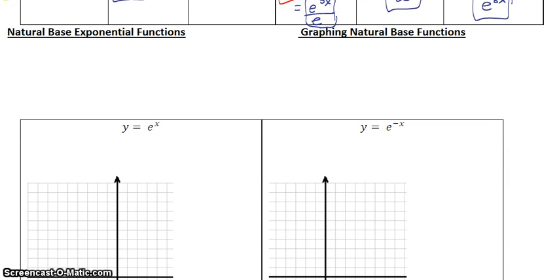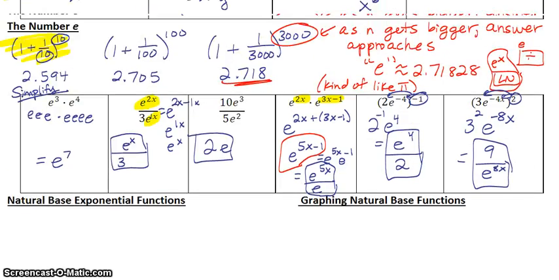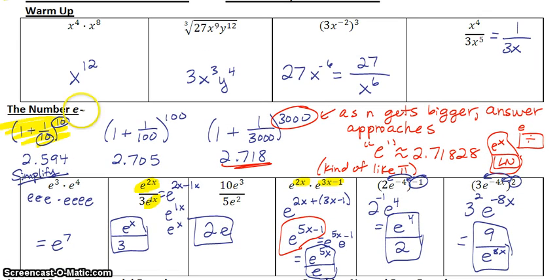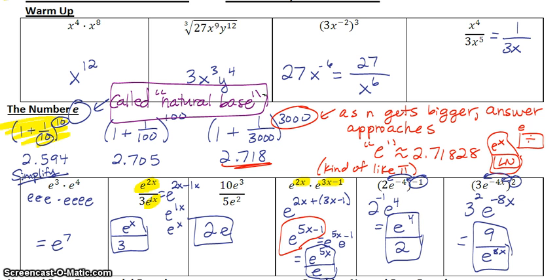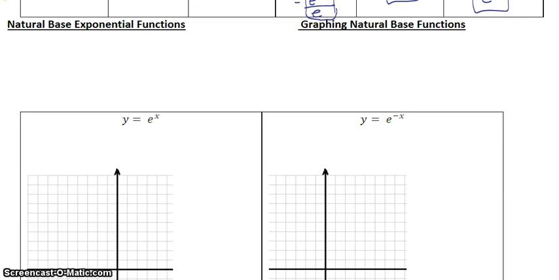Okay, so a natural base exponential function, and by the way, I didn't even say this earlier, let me scroll back up. The number e, that is called the natural base. So if something in your book talks about the natural base, they're talking about the number e.